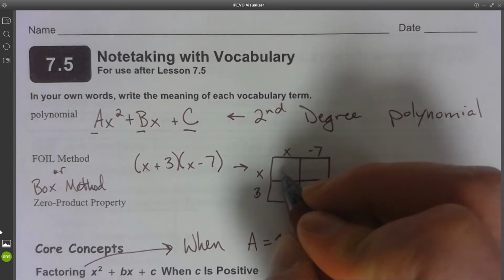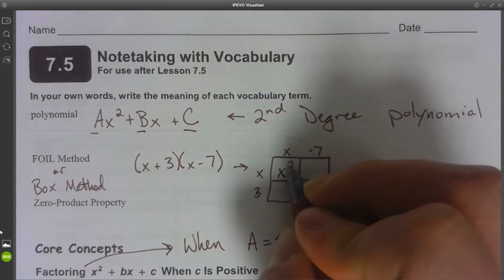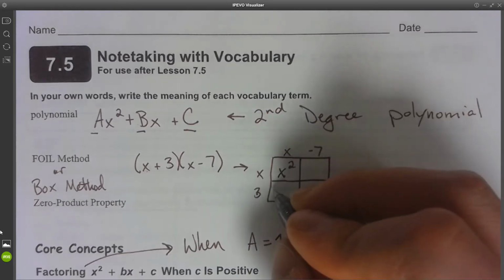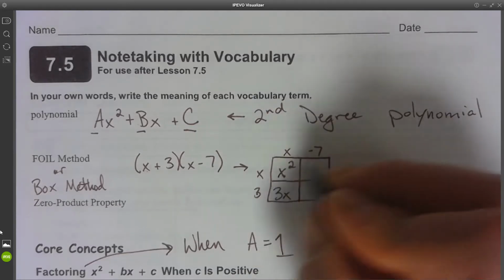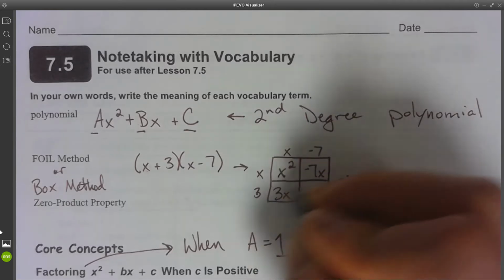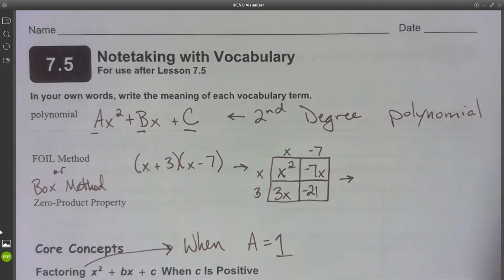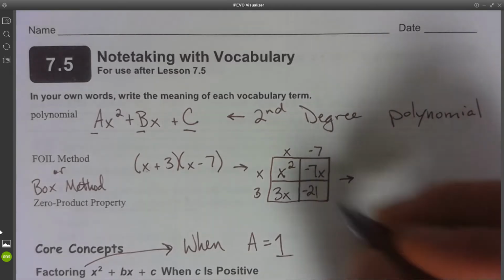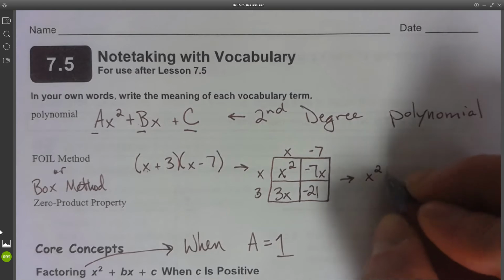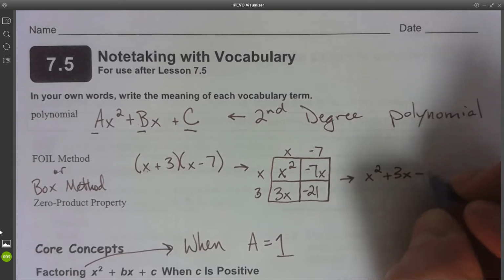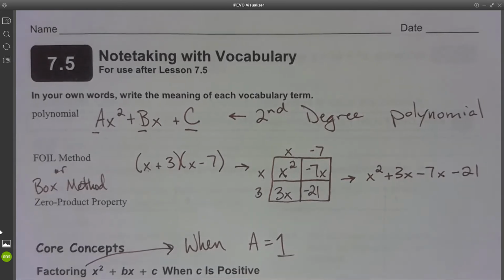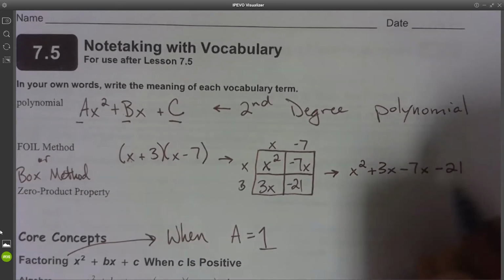So x times x, that's two x's multiplied together, so x to the second. X times 3, that's 3x. X times -7, -7x, and then 3 times -7 is -21. So then writing our answer here as a polynomial, I'd have x squared plus 3x minus 7x minus 21, pulling all of those numbers out of the box.